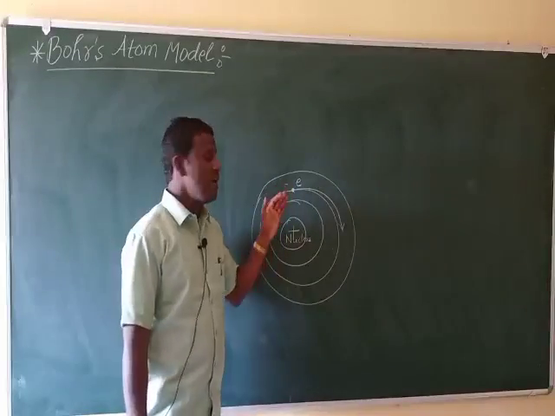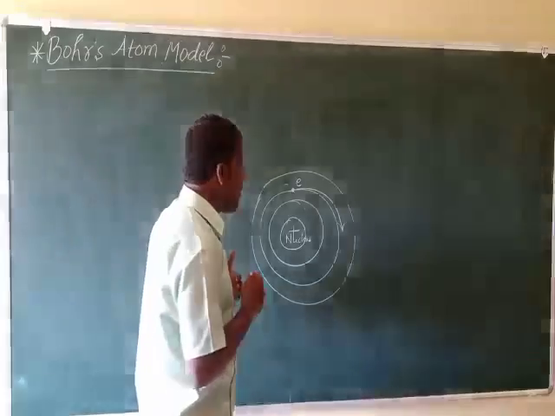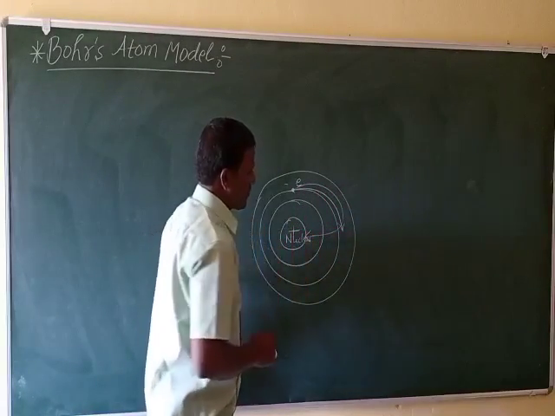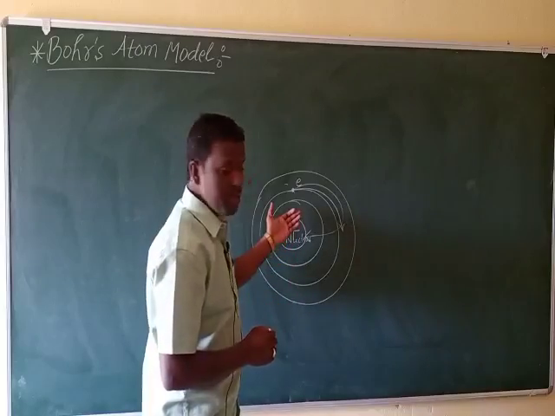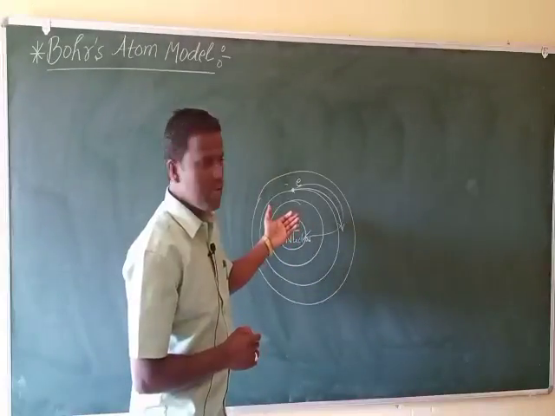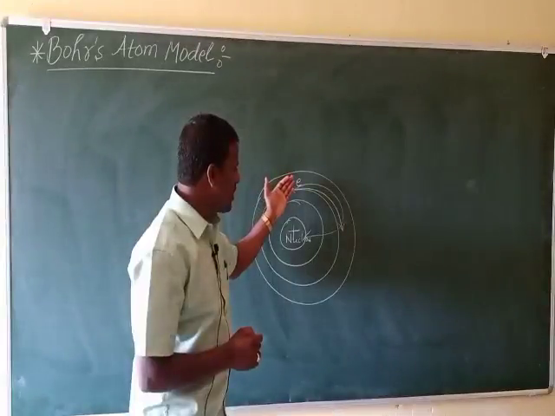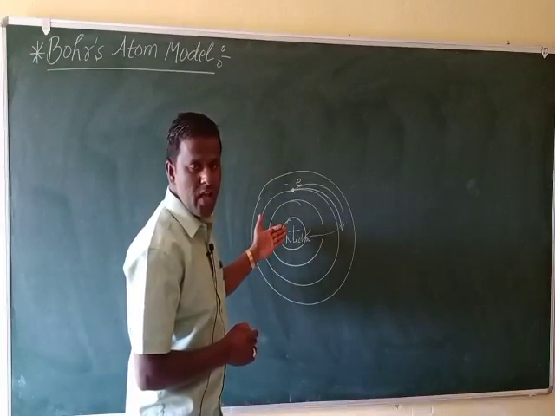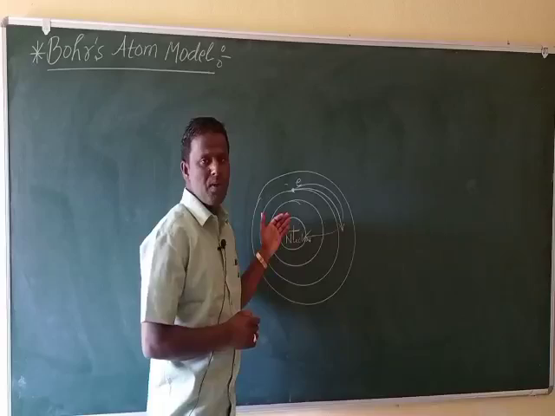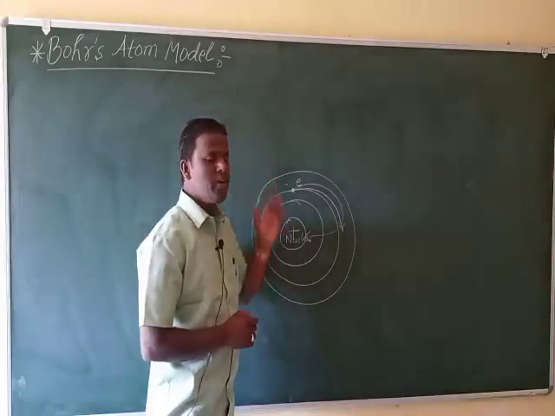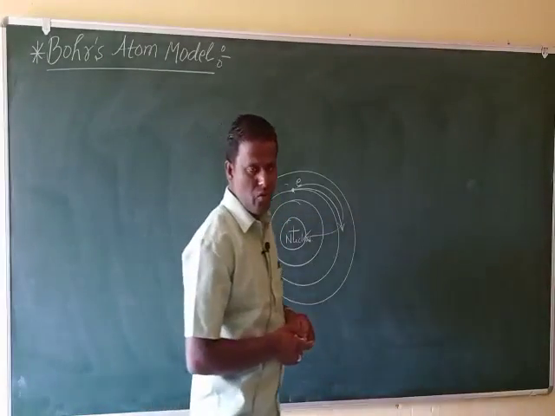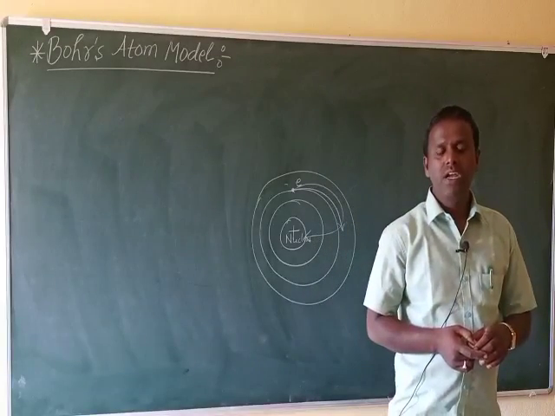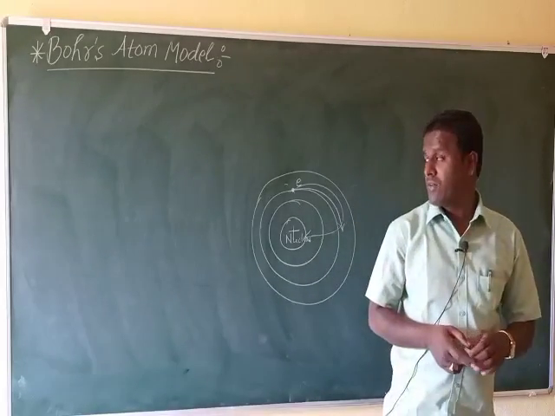So what is happening? Finally, after losing all the energy, the electron falls into the nucleus, and thereby the atom becomes unstable. Because when the electron, a negatively charged particle, falls into the positively charged nucleus, the atom may explode into pieces. Here Rutherford's atom model fails to explain the stability of an atom.